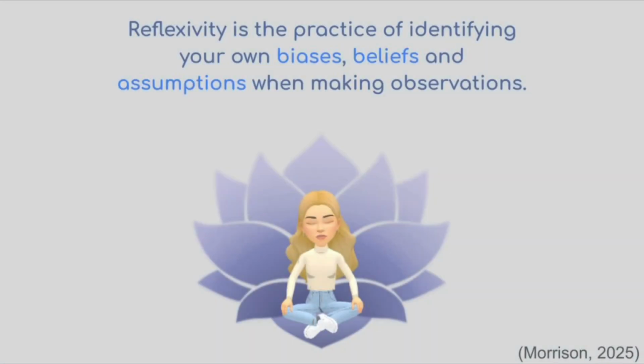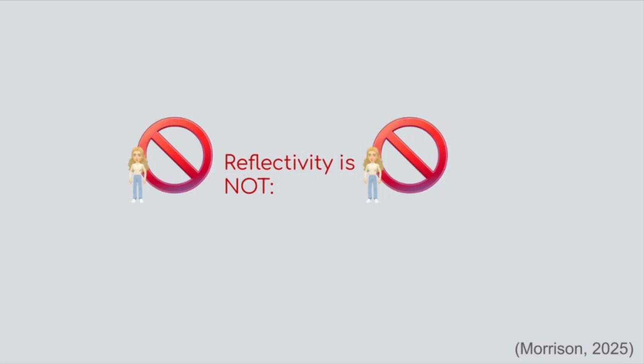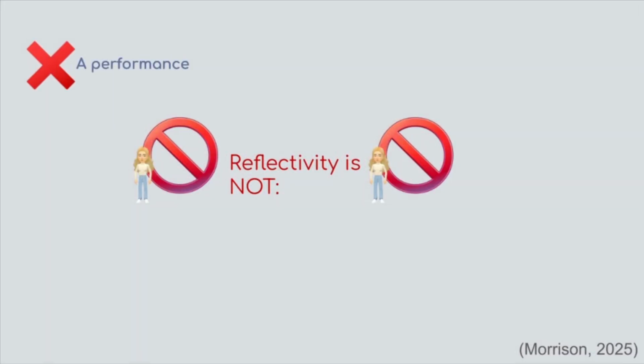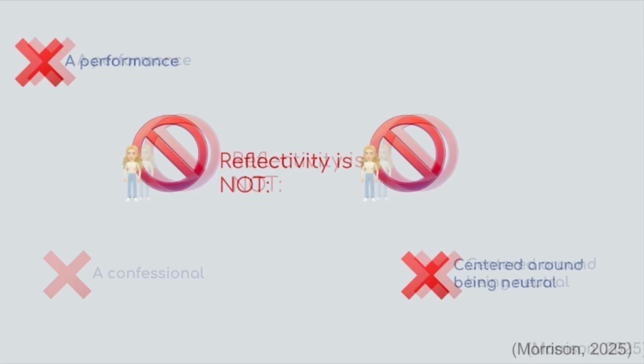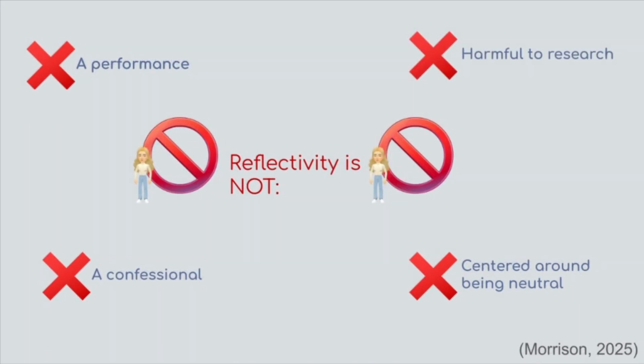Reflexivity. Reflexivity is the practice of identifying your own biases, beliefs, and assumptions when making observations. Reflexivity is not performative. It is not centered around being neutral. It is not a confessional, and it is not harmful to research if it is stated properly.